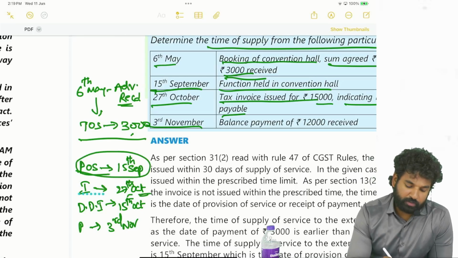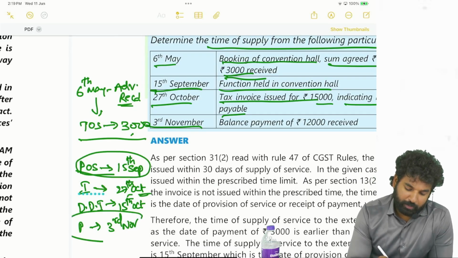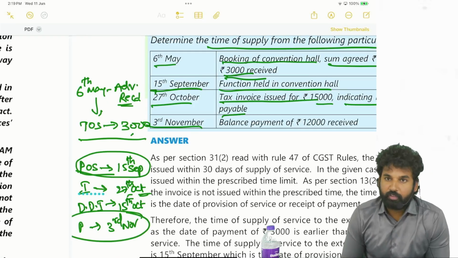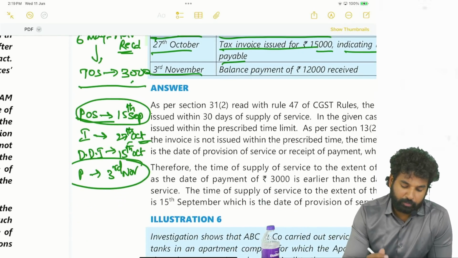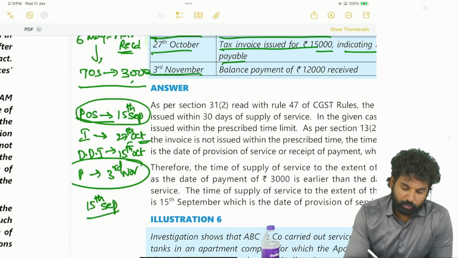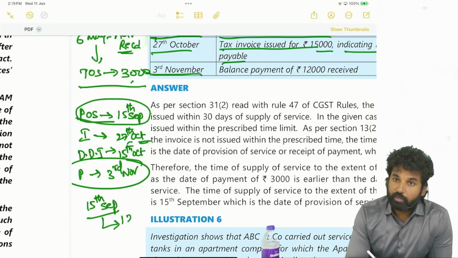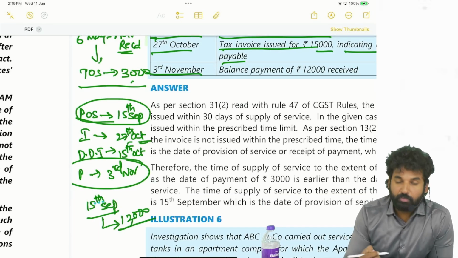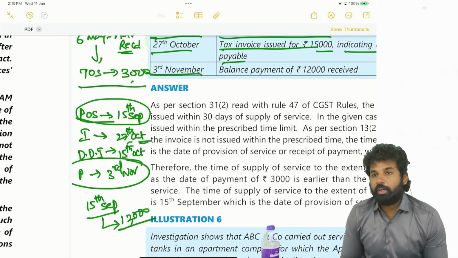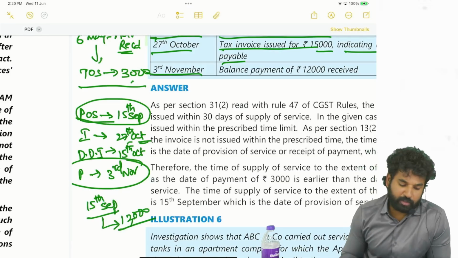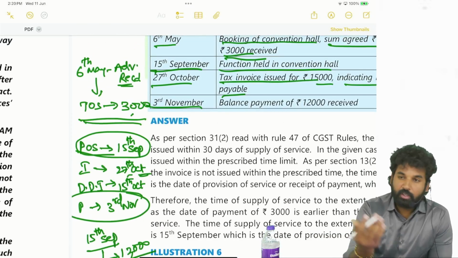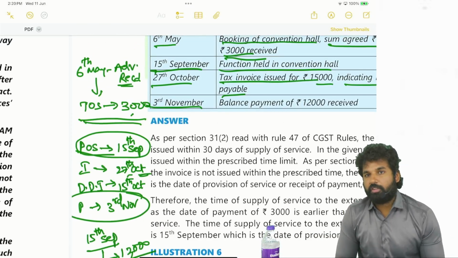Date of provision of service or date of payment, whichever is earlier, will be the time of supply. What will be the time of supply? 15th September will be the time of supply. For how much? For 12,000 rupees, because already 3,000 rupees advance is there, no? On that advance, the time of supply is already fixed, that is upon receipt of the advance.